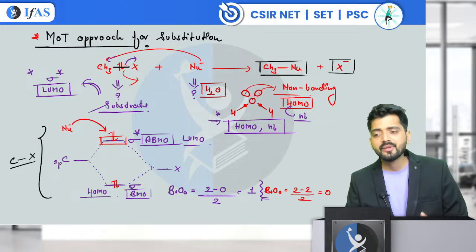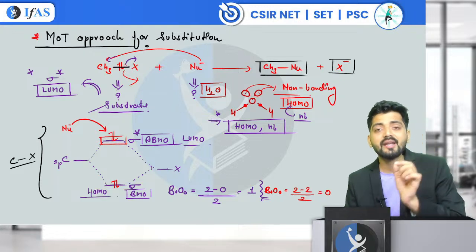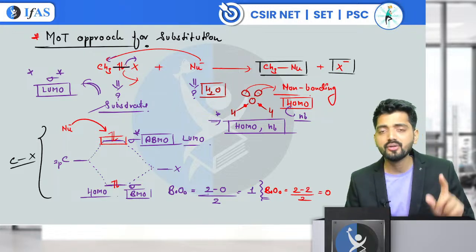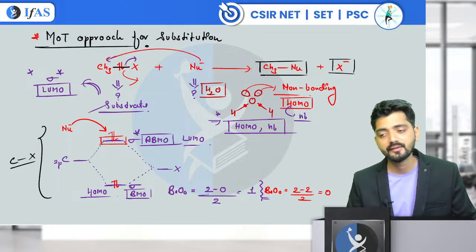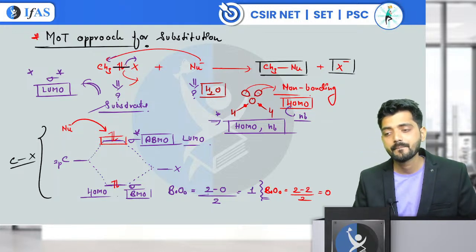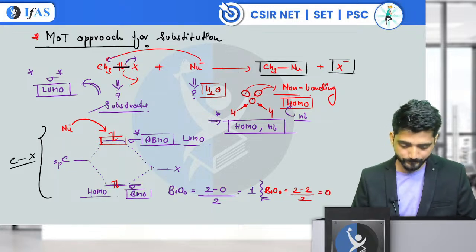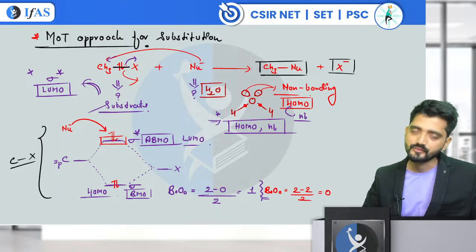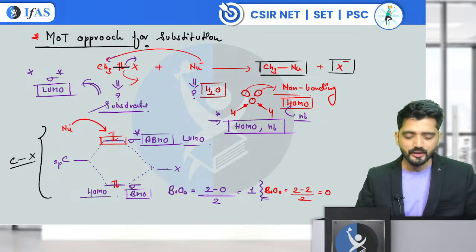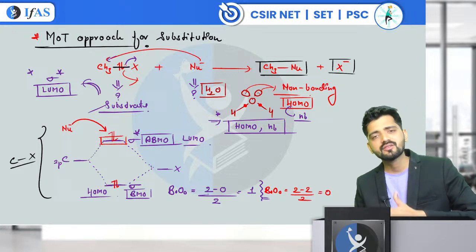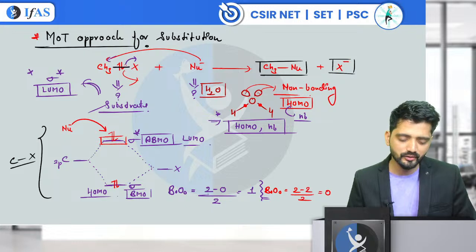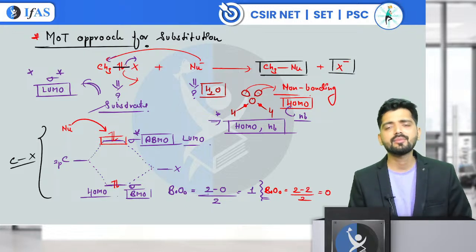This complete picture for bond order 0 is for the carbon and halogen bond. I am not talking about the new bond which is formed between the carbon and the nucleophile. Very good. So this was a small picture of MOT. It may be extended to a little higher level also, but for today's lecture, I am keeping this much only.